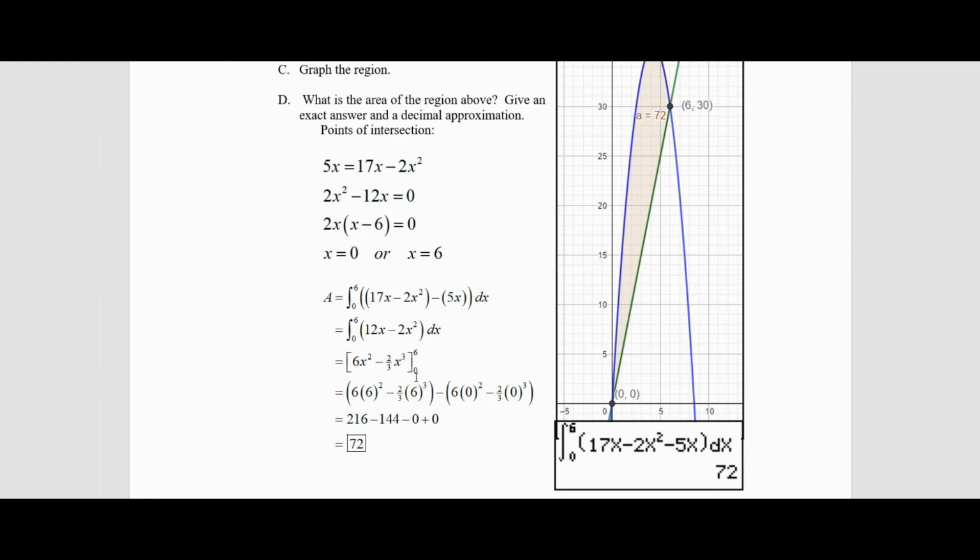Evaluate that expression from 0 to 6, so it's parentheses minus parentheses. The first parentheses is this function with the top number, 6, put in, minus the second parentheses, which has this function with the bottom number put in. I'll just do right to left. That's 0. That term's also 0. 6 cubed times 2 divided by 3 turns out to be 144. It's negative because of that. 6 squared is 36 times 6 is 216. Add those together, you get 72.